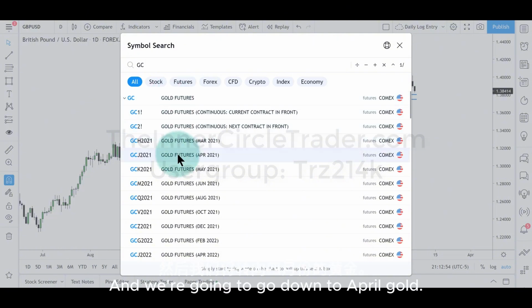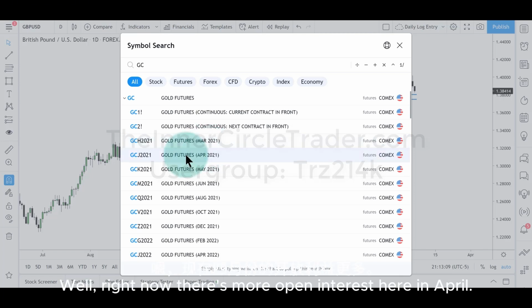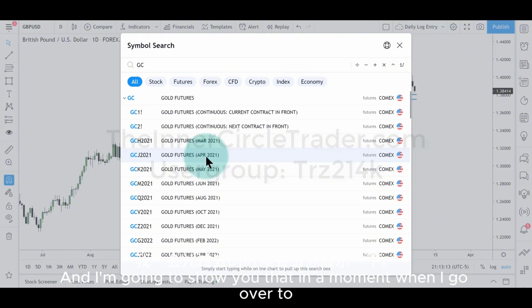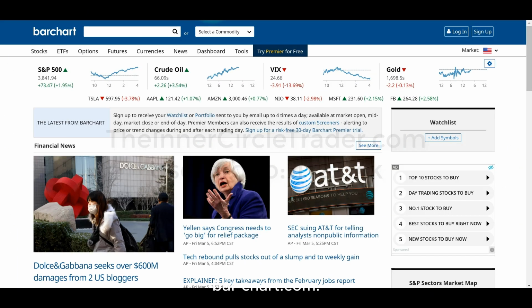And we're going to go down to April gold. The nearby contract right now is March, but that's about to expire, so I'm going to be using the data for April 21st. What's significant about these 2 months? Well, right now there's more open interest here in April, and I'm going to show you that in a moment when I go over to barchart.com.